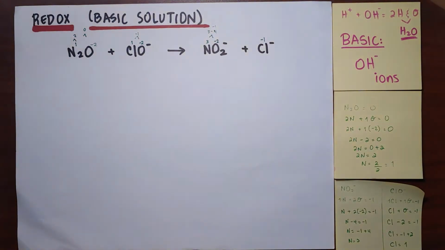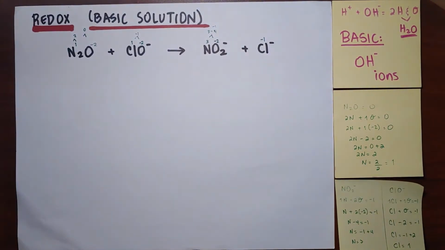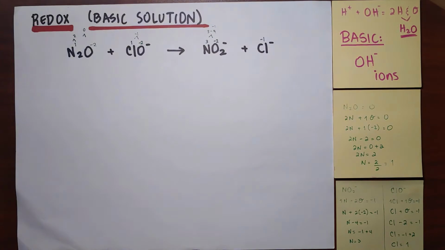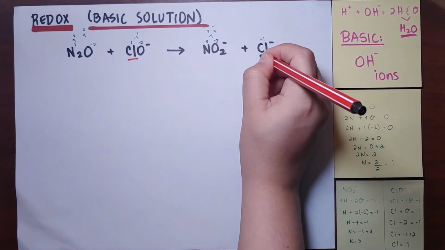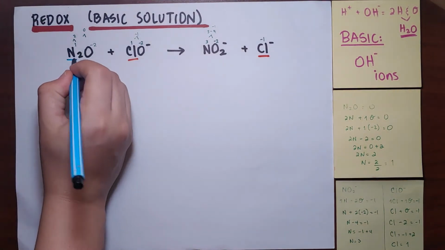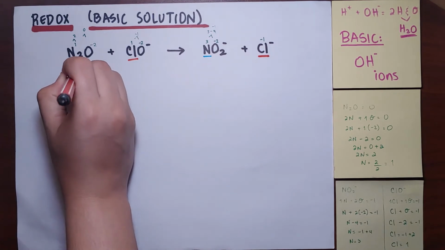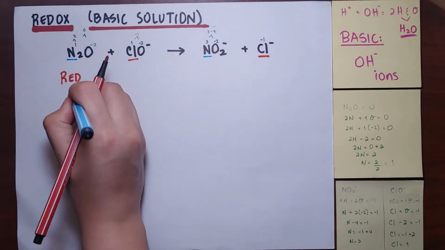Okay, so let's continue. Now, we need to determine what element is being oxidized and what element is being reduced. So let's see. For reduction, we have from chlorine 1 to chloride ion. And for oxidation, we have nitrogen 1 to nitrogen 3. The oxidation number increased. So let's continue. REDOX method.